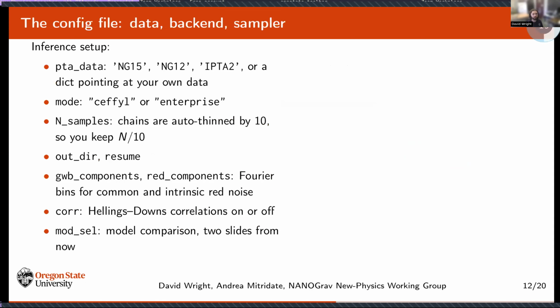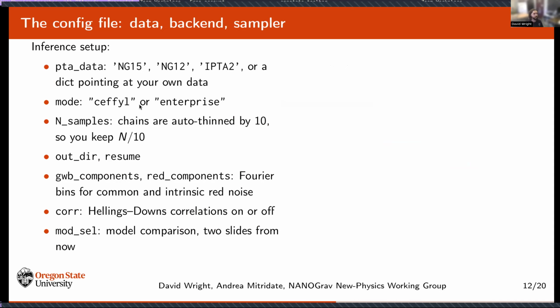Okay, so I'm going a little slow, so I'm going to go a bit faster. You can specify which data sets you'd like to use. Right now we have NG15. We have EPTA in here too, and I forgot to put that in here, NG12.5, IPTA. It'll go and download those from Zenodo, or you can give it your own data, which is what we're going to do today.